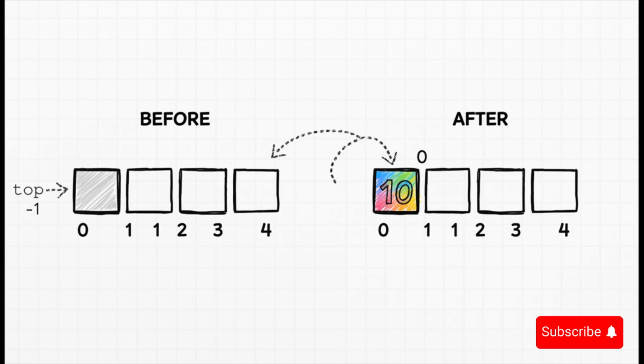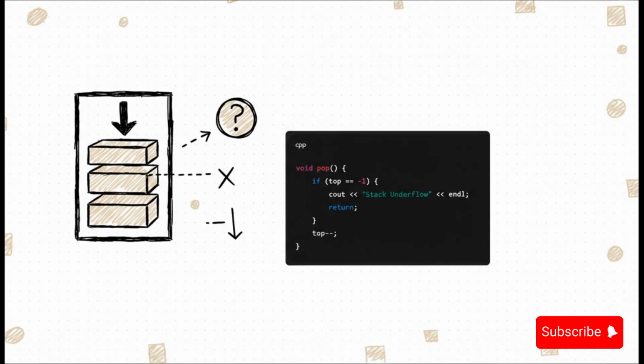When we call push 10, top moves up to 0, and we place the number 10 right there. Our top variable is now pointing squarely at the newest member of our stack. Now, if you thought push was simple, get a load of pop. It's even more slick. First, our safety check for underflow.